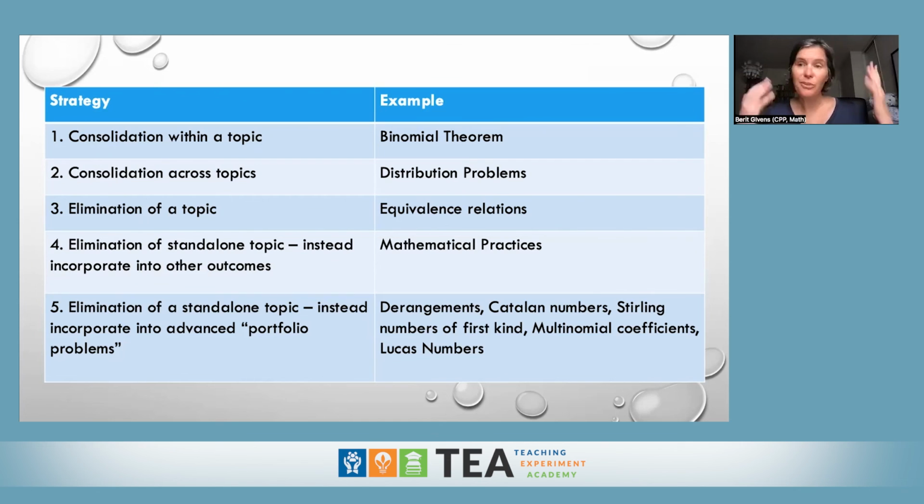All right, so those are my 5 strategies: consolidation, elimination, incorporating into all of the other outcomes, and then incorporating, instead of being an objective, into these advanced portfolio problems. And so that's all I have. Thank you. I'll take any questions.